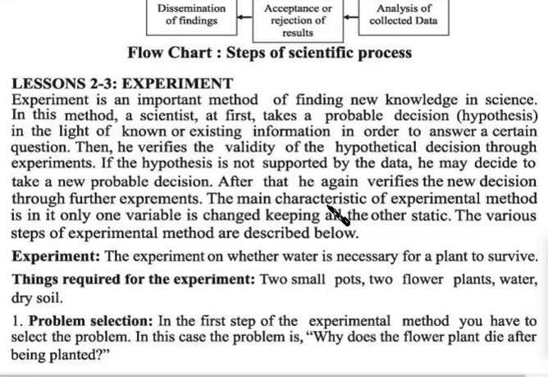The main characteristics, বৈশিষ্ট্য. The main characteristic, প্রধান বৈশিষ্ট্য of experimental method is that in it only one variable is changed keeping all the others static. Variable অর্থ পরিবর্তনশীল. Okay, the various steps of experimental method are described below.